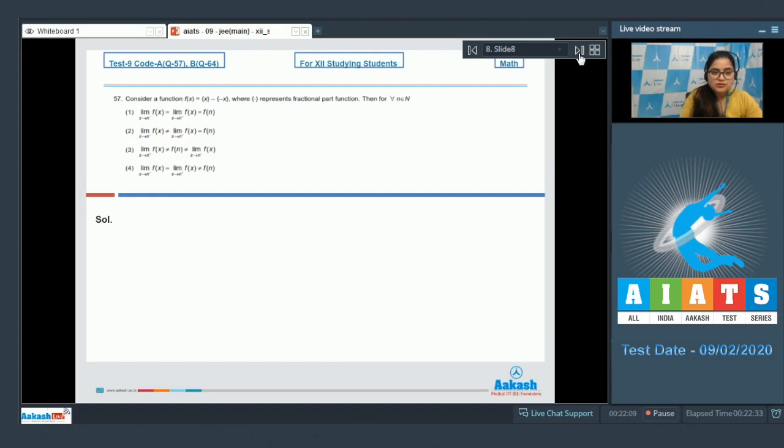Consider a function f of x equal to the fractional part of x minus the fractional part of minus x, then for all n belonging to natural numbers, which option holds: limit x tending to n minus of f of x, limit x tending to n plus, and f of n. So we have to find out the value of f of x at x equal to n, or the limiting value at x equal to n. So first of all, f of n, when n is an integer: obviously n and minus n are both integers, so it will give you value 0.